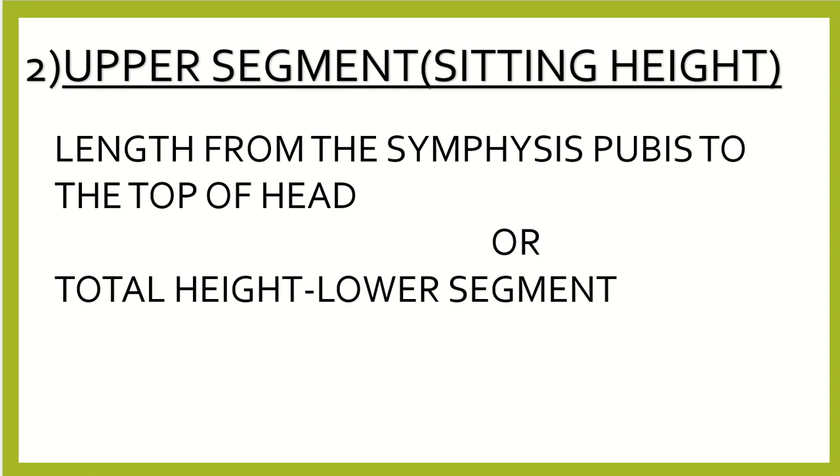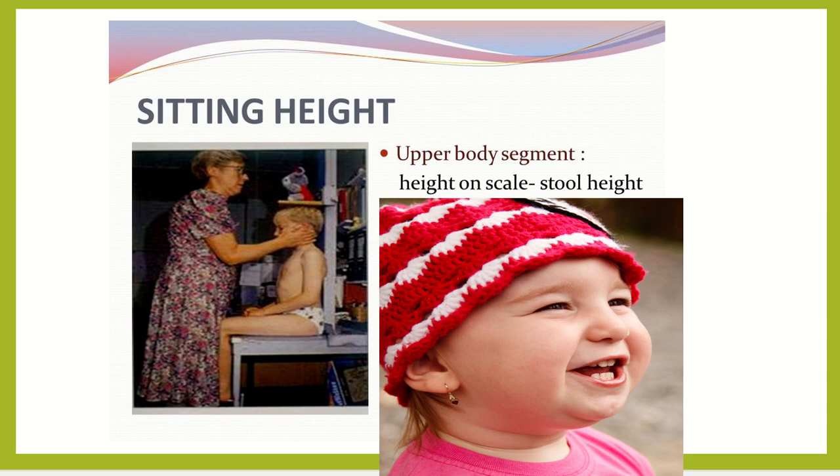Now, the second thing you have to measure is the upper segment, or the sitting height. What is that basically? It is the length from the symphysis pubis to the top of the head, or the total height minus the lower segment. Now this is the sitting height: the height on the scale minus the stool height. You will make the child sit on the stool, then measure the height on the scale and subtract the height of the stool, so you will get the sitting height.